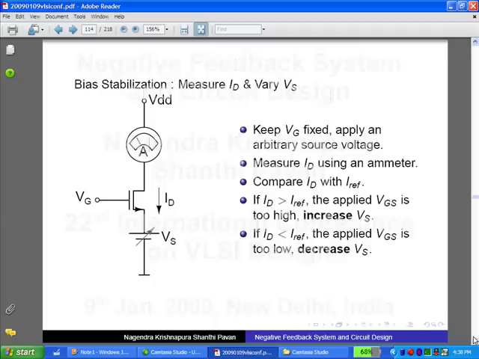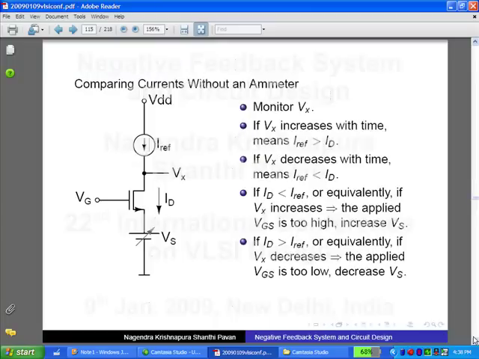If ID is greater than IREF, VGS is too large, which means that I must reduce VGS, but VG is fixed, so I must increase Vs, and vice versa. And again, how do you compare currents without getting an ammeter? You obviously don't want to stick an ammeter into every transistor you see, right?